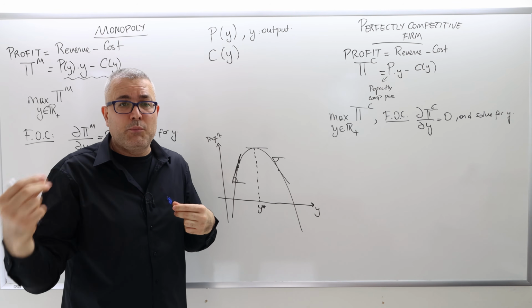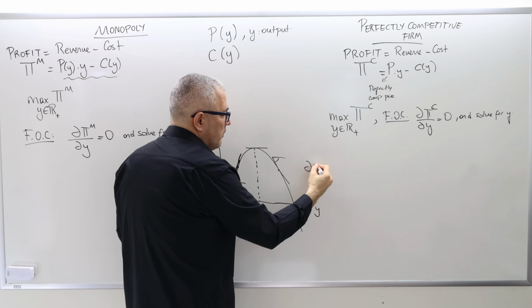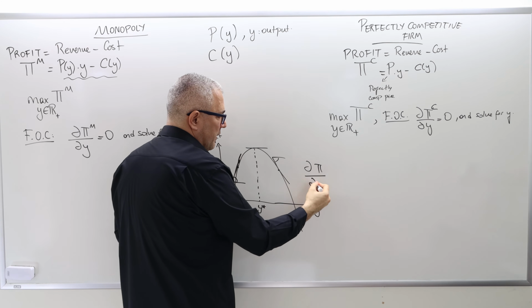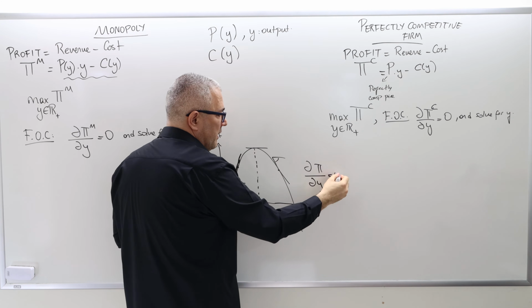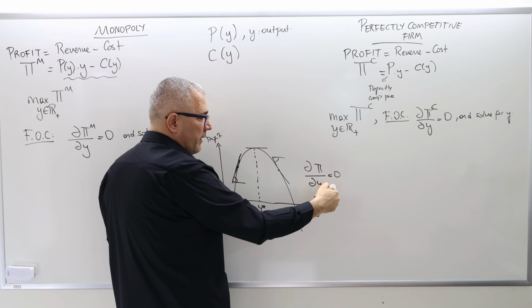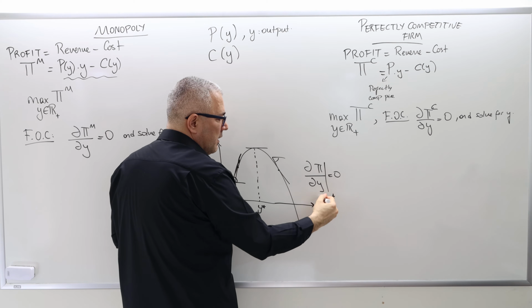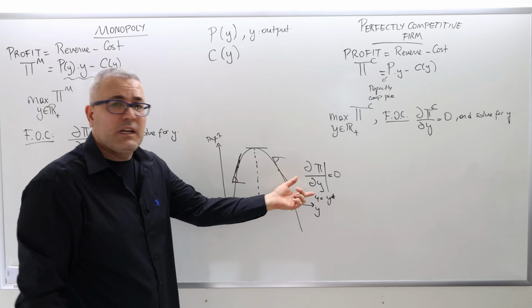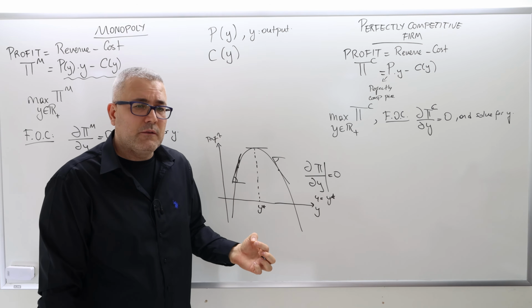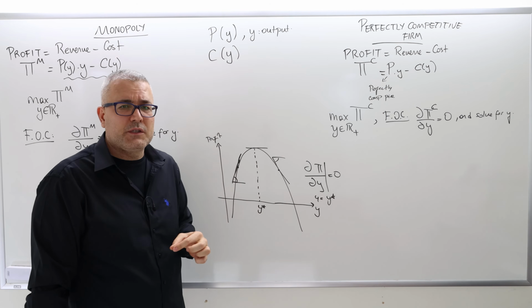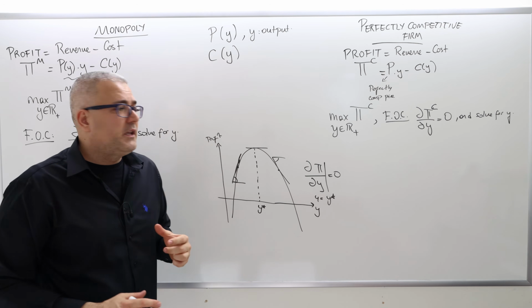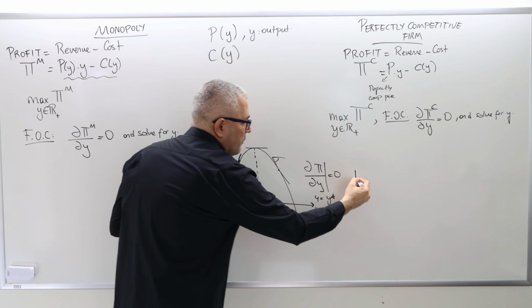We call it a critical point. So you take the derivative of the profit function with respect to the variable, set it equal to 0, and solve for it. So for some y star, the derivative is going to be equal to 0. So that's the critical point. We call it the first order condition.